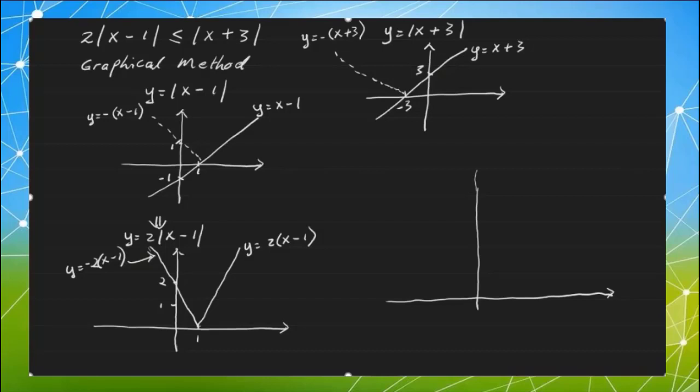So first, I'm going to label the x-axis and y-axis. Now I mark the x-axis and y-axis. Now for the first graph, y equals modulus x plus 3, we take from this graph. Then for the graph 2 modulus x minus 1, we take from here.